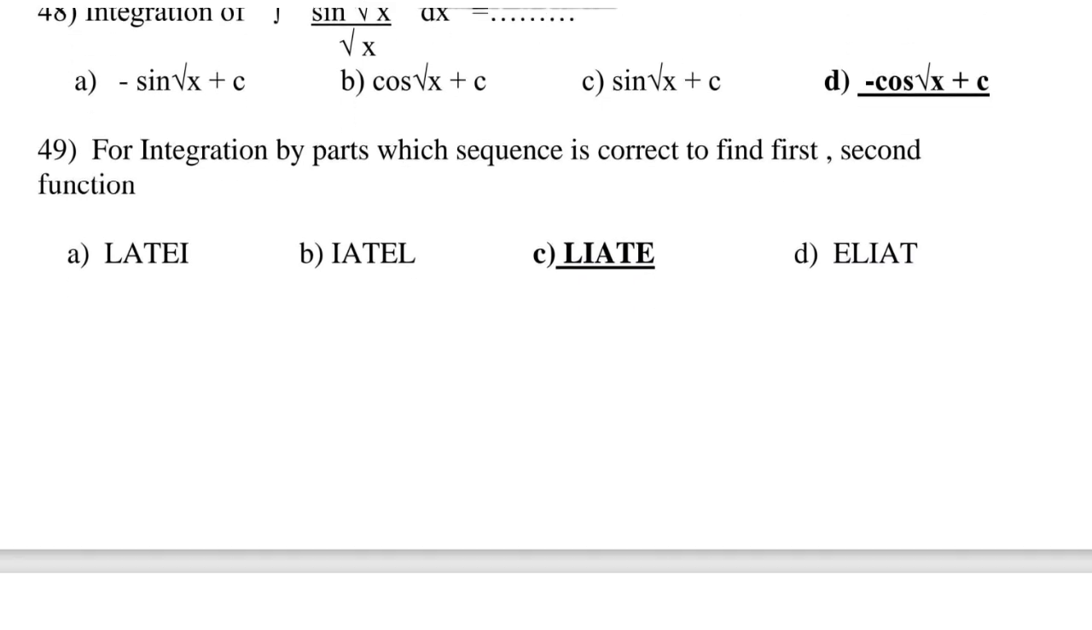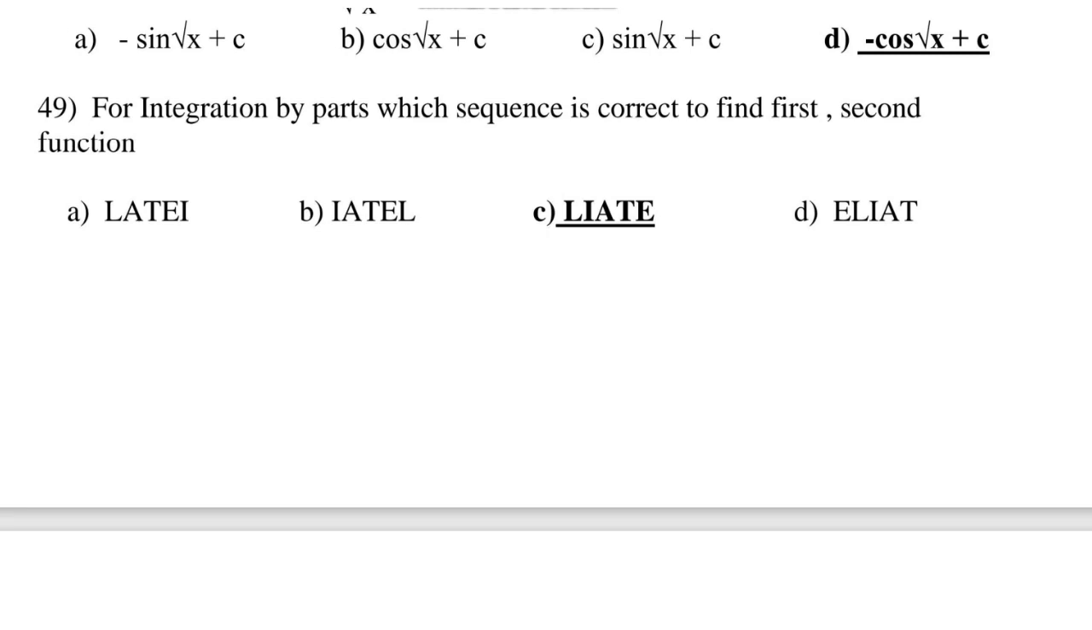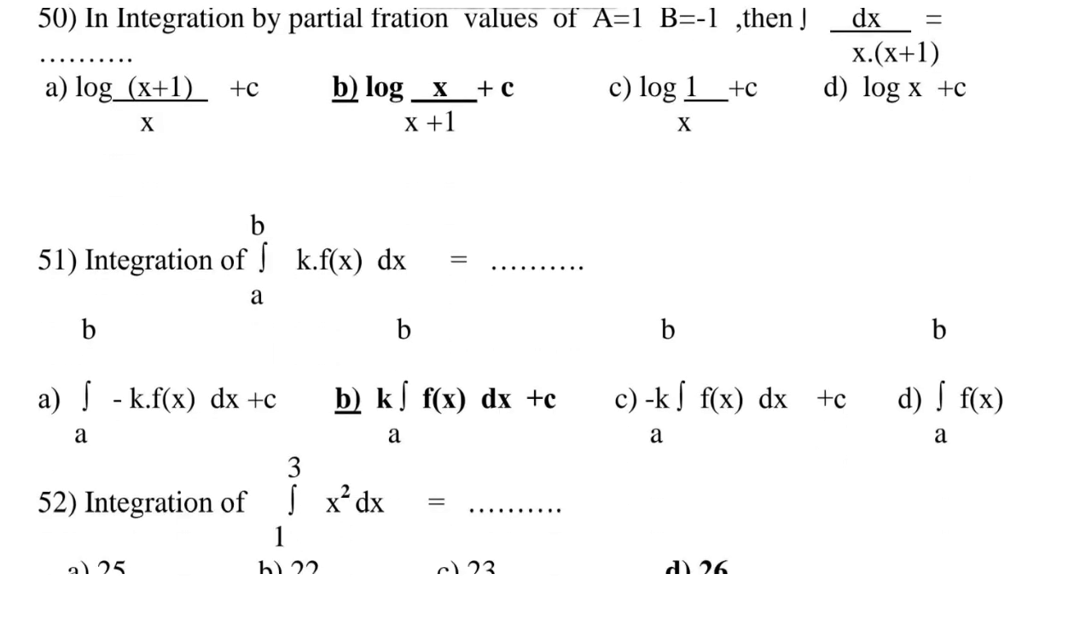For integration by parts, which sequence is correct to find first second function? It is LIATE. Then next is 50th question: in integration by partial fraction, values of a is equal to 1, b is equal to minus 1, then integration dx upon x into x plus 1 is log x plus c upon x plus 1.